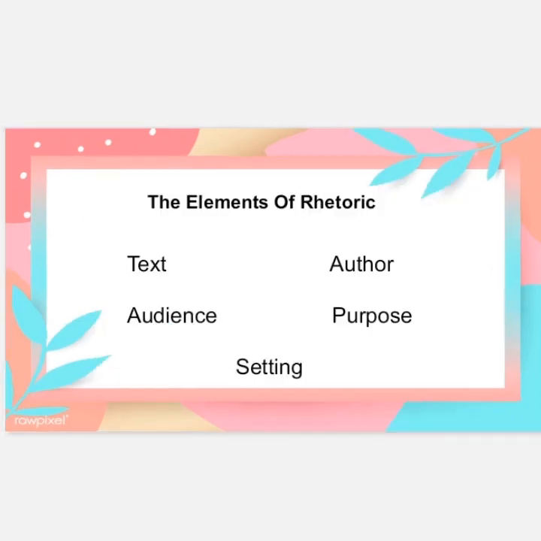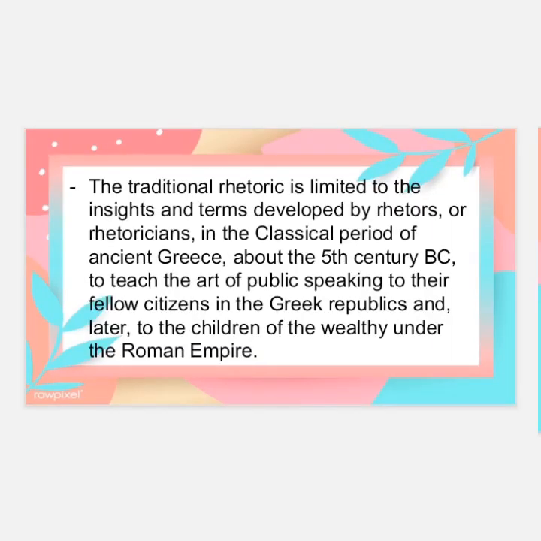The five elements of rhetoric: text, audience, author, purpose, setting. Traditional rhetoric is limited to the insights and terms developed by rhetors or rhetoricians in the classical period of Greece, from about the 5th century BC, to teach the art of public speaking to their fellow citizens in the Greek Republic and later to the children of the wealthy under the Roman Empire.